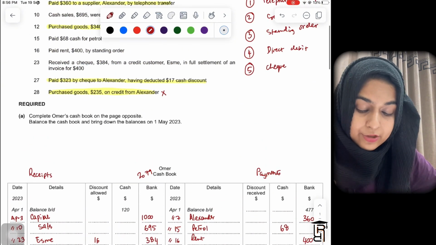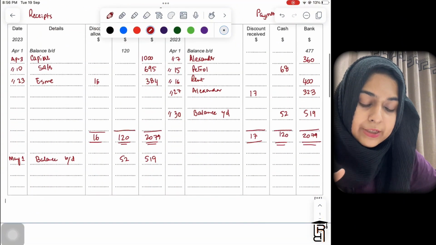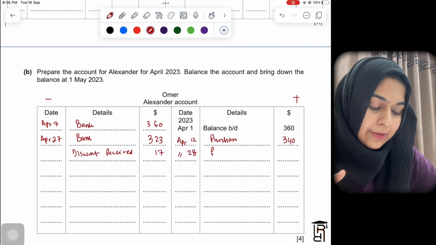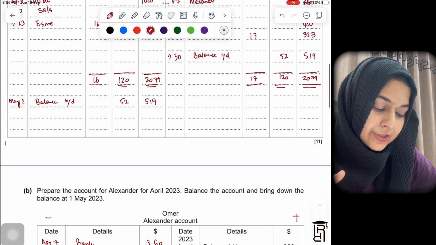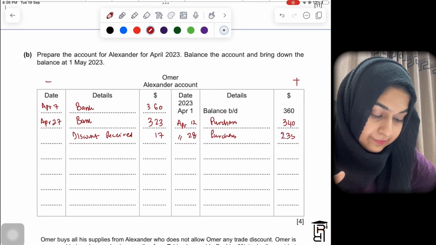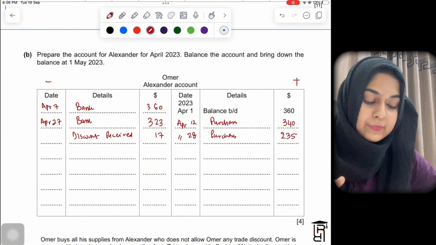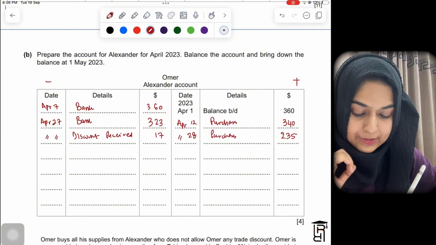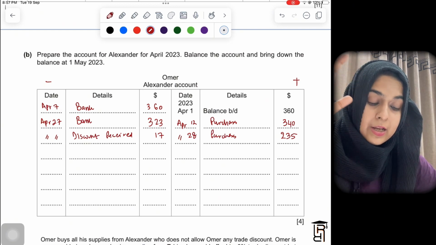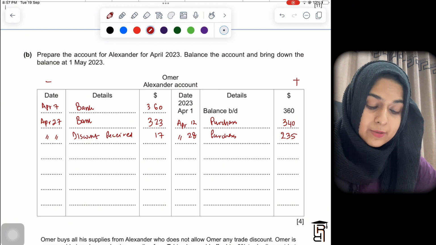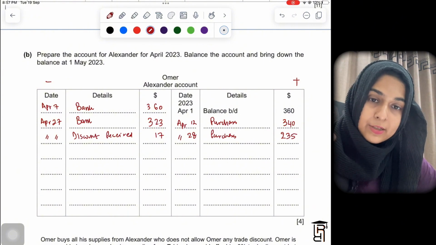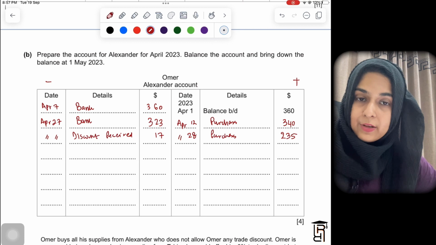And in the next transaction, that is April 28, we purchase goods of 235 on credit from Alexander. So if you're buying goods on credit from Alexander, you write here April 28. You again write here purchases, and you write here 235. Notice here that basically you had a balance, so there was a liability at the start of the month, then you paid off that liability by paying a check to Alexander. Then again you purchased goods on credit from Alexander and paid off that liability by giving a check of $323 and receiving a discount of $17.